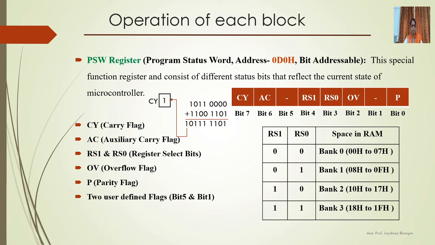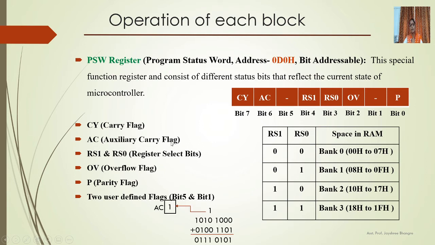Otherwise, it is cleared. And this flag is generally affected in addition and subtraction instructions. Next bit, that is bit 6 of PSW, is nothing but AC, that is auxiliary carry flag. If there is a carry from bit 3 to bit 4, or we can say that if there is a carry generated by the lower nibble, then this flag will be set. Otherwise it is clear. And this flag is generally used in BCD instructions.